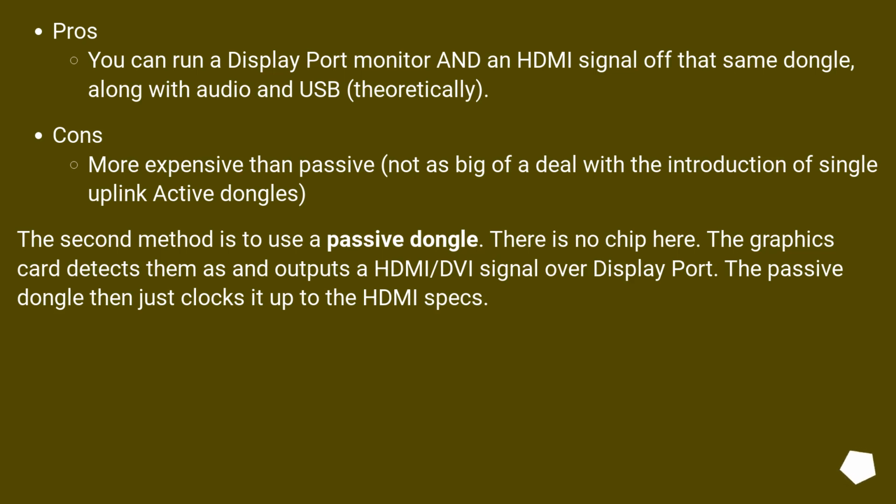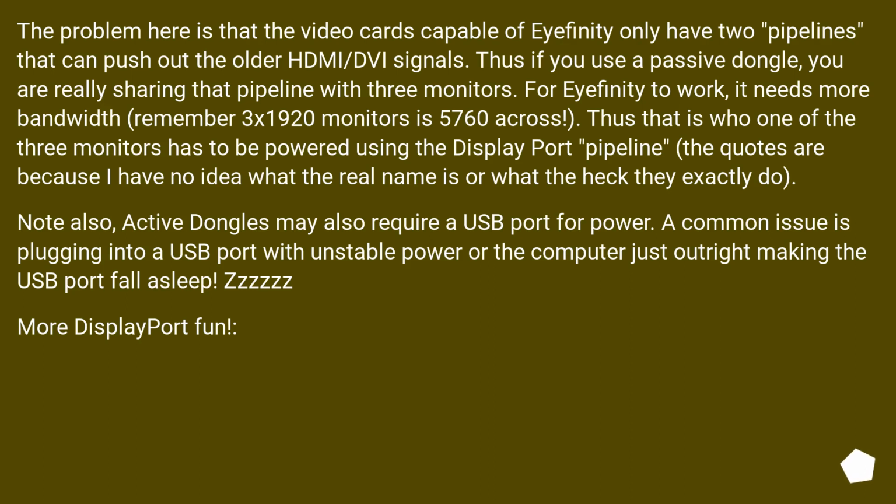The second method is to use a passive dongle. There is no chip here. The graphics card detects them and outputs an HDMI/DVI signal over DisplayPort. The passive dongle then just clocks it up to the HDMI specs. The problem here is that the video cards capable of Eyefinity only have two pipelines that can push out the older HDMI/DVI signals. Thus, if you use a passive dongle, you are really sharing that pipeline with three monitors. For Eyefinity to work, it needs more bandwidth. Remember, 3x1920 monitors is 5760 across. Thus, one of the three monitors has to be powered using the DisplayPort pipeline.